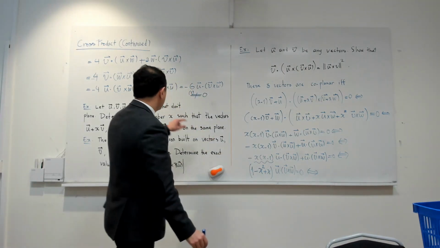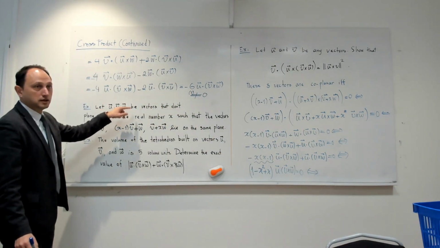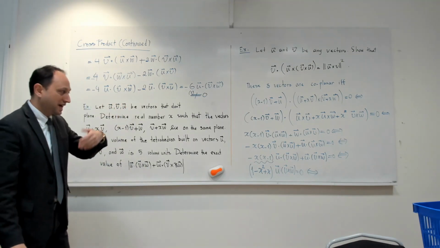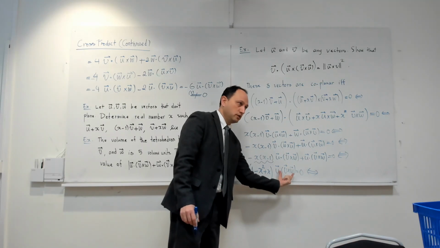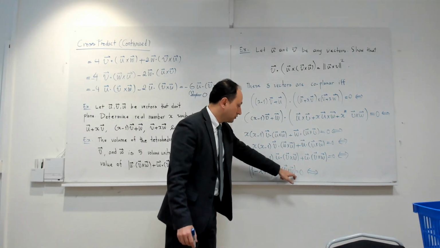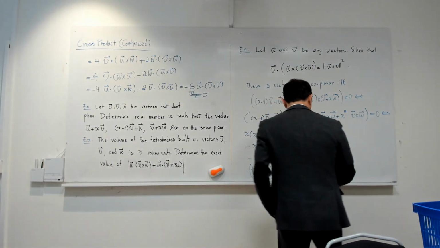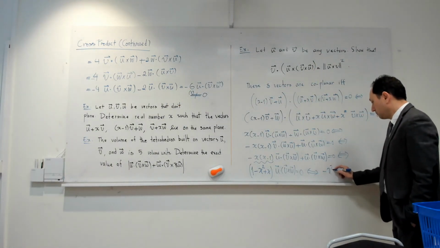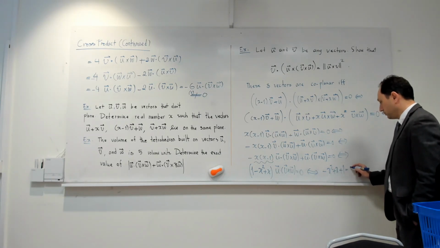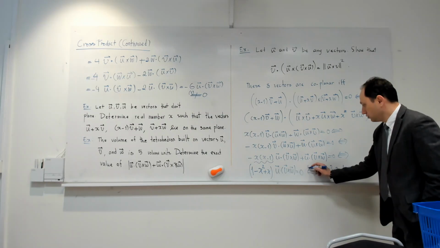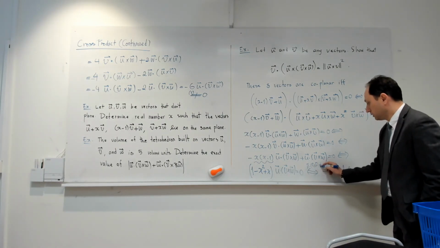Why? This matters. u, v, and w are not lying on the same plane, so it is guaranteed that the triple product of these three vectors is not equal to 0. On the other hand, I want to make the combination equal to 0. So this is if and only if minus x squared plus x plus 1 equals 0, since u dot v cross w is not 0.